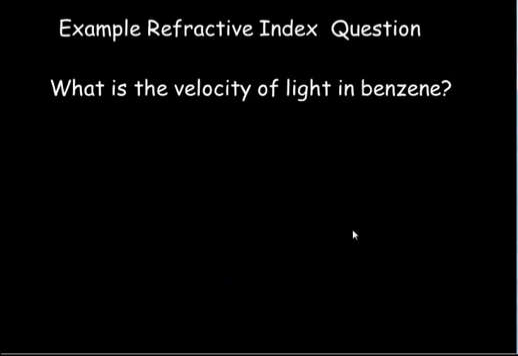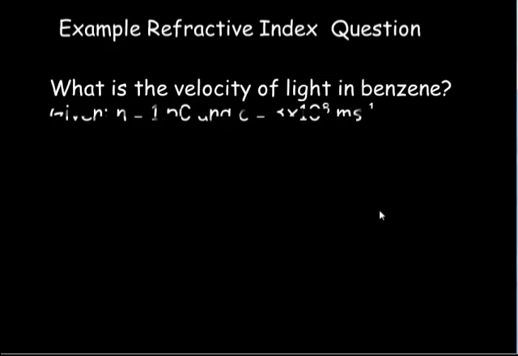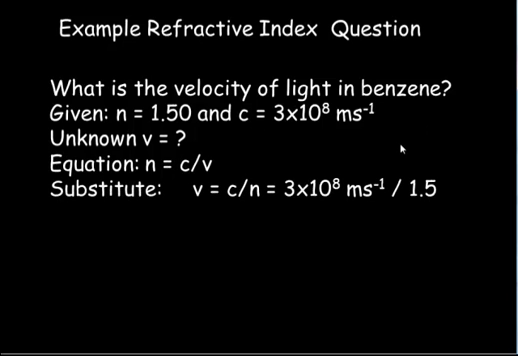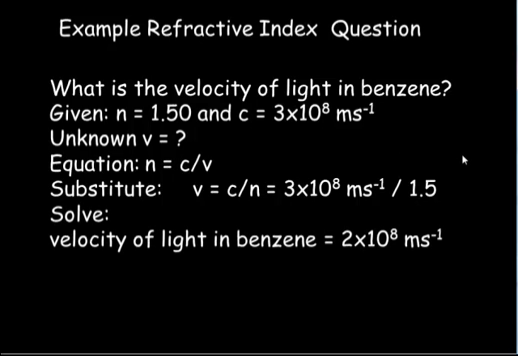Let's think of this in a little bit more detail. A question comes up. What is the velocity of light in benzene? Okay, so what we can do is we can look up a few things. First of all, the given information is the refractive index of benzene is 1.5. And the speed of light, as we mentioned beforehand, in a vacuum is 3 times 10 to the 8 meters per second. The unknown in this question is velocity. Using the equation, the refractive index equals the speed of light divided by the velocity in the medium, we can rearrange and then substitute, and that tells me the speed of light in benzene is 2 times 10 to the 8 meters per second.